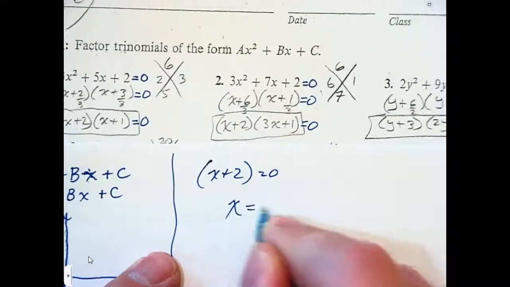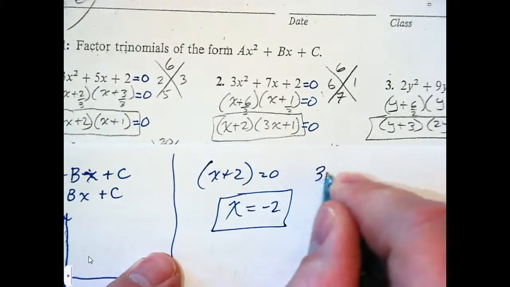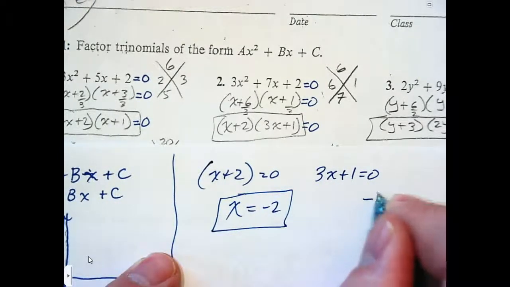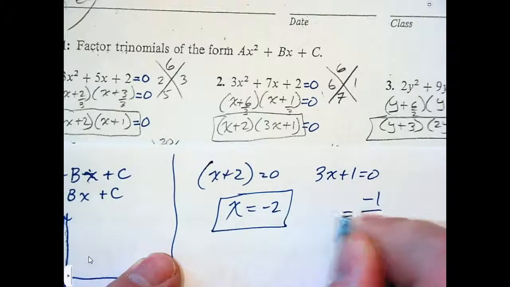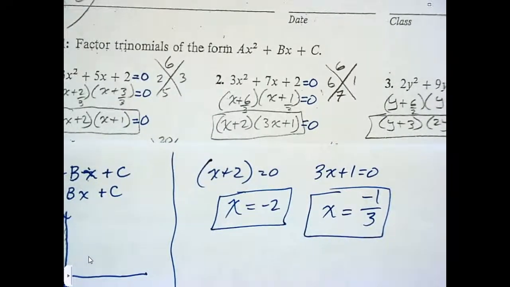So one of our answers is -2. The other answer is subtract 1, divide by 3. So once you factored, is that last step hard? Not too tough. Okay? That's all we've got.